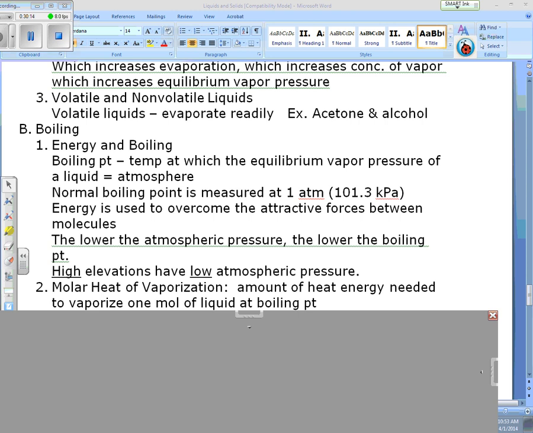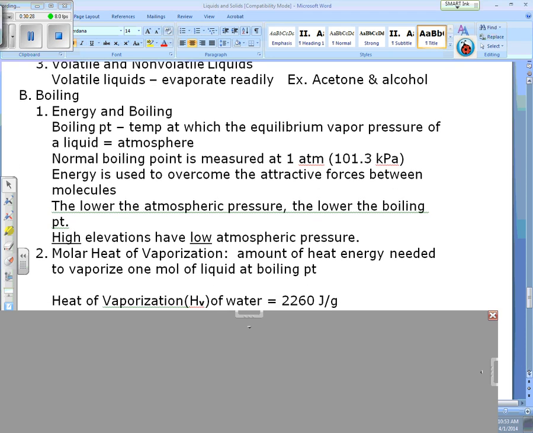Now, it is specific, it has to be at the boiling point, and a lot of times I'll include that temperature in the problem. It's not that you have to do anything with it, they're just specifying that it is at its boiling point. So the heat of vaporization of water is 2,260 joules per gram. So to vaporize 1 gram of water, which is 1 milliliter of water, it takes 2,260 joules of heat.